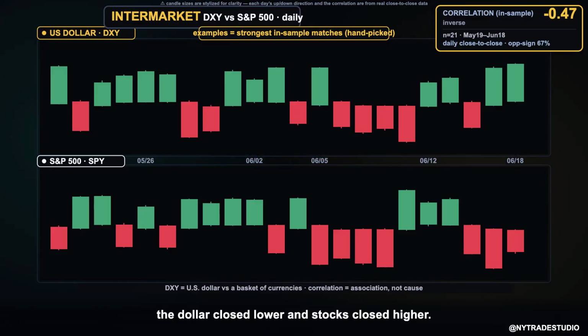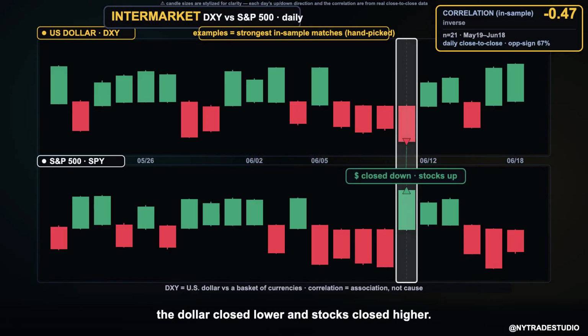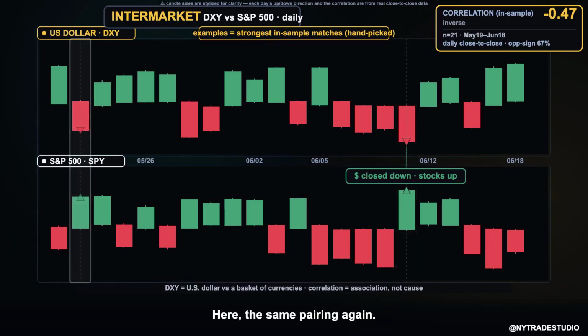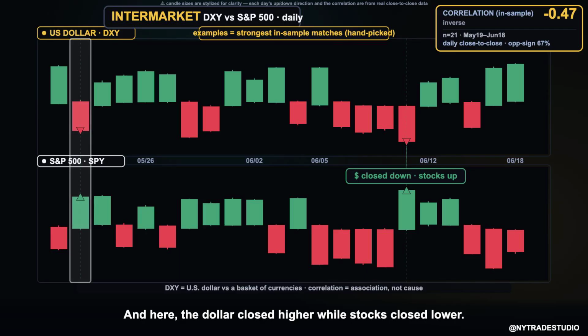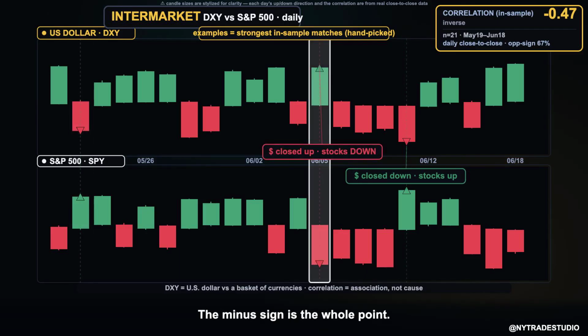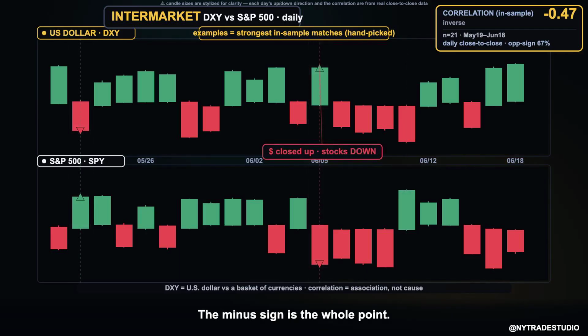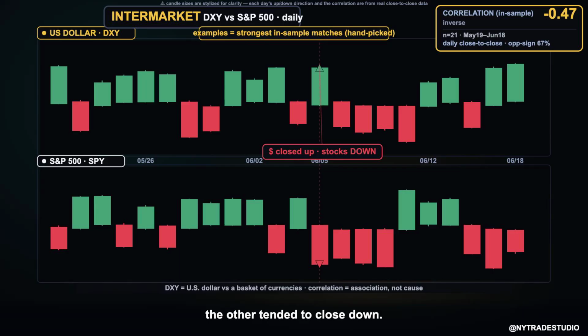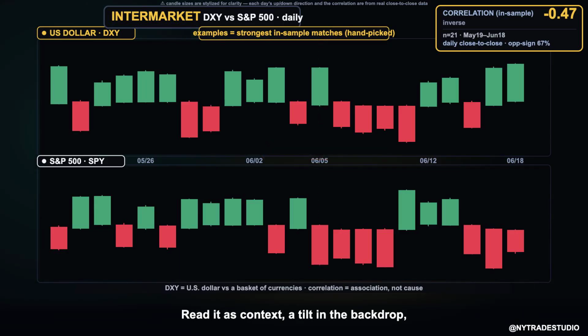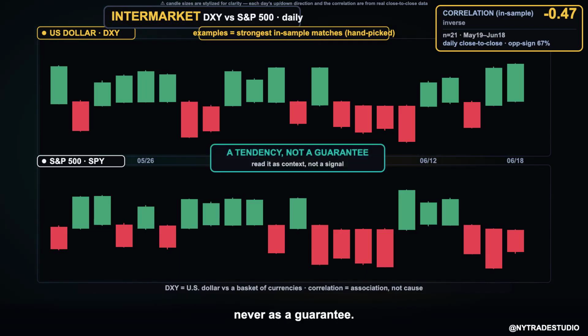On this day, the dollar closed lower and stocks closed higher. Here, the same pairing again. And here, the dollar closed higher while stocks closed lower. The minus sign is the whole point. Over this stretch, when one tended to close up, the other tended to close down. Read it as context, a tilt in the backdrop, never as a guarantee.